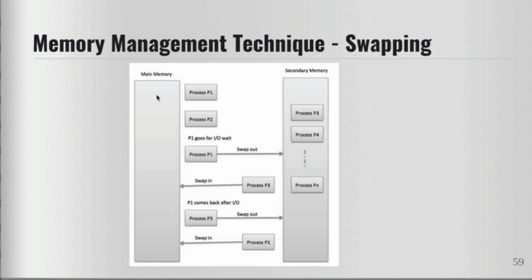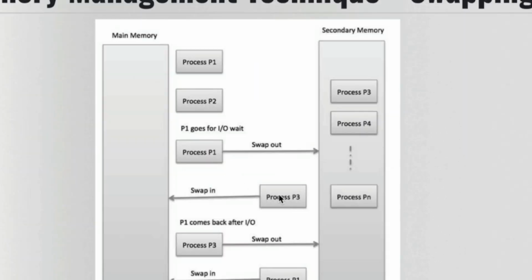And this is done so that the main memory can be made available for other processes. So let's say we have this main memory and secondary memory. We have different processes. So for now, let's say in main memory we have processes P1 and P2, and in the secondary memory we have P3, P4, and up to Pn. Now, let's say there is a request for P3, and at that point we don't have P3 in the main memory.